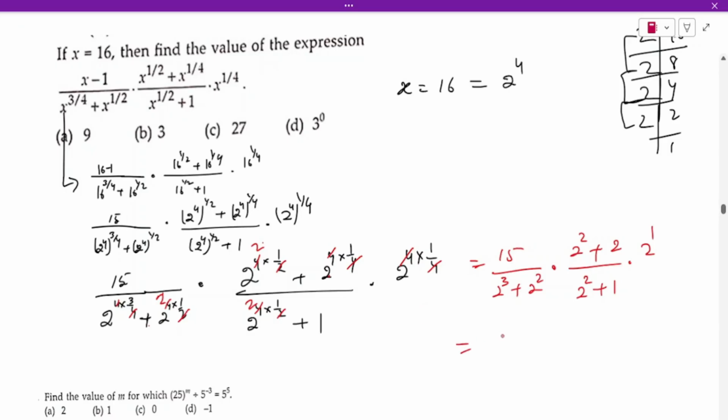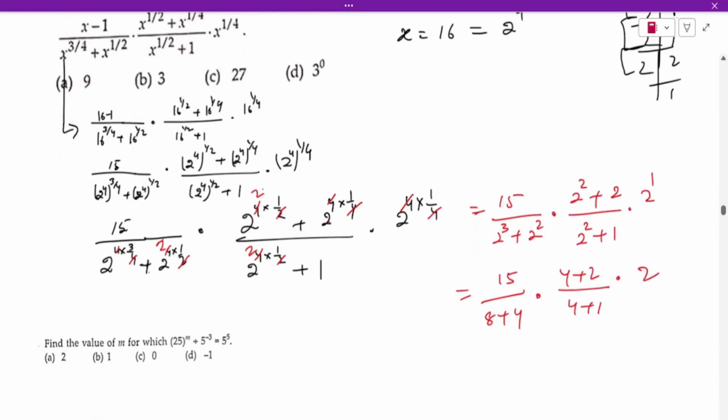So once we simplify this, this is 15 and 2 to the power 4 is 8, 2 to the power 2 is 4, multiplied by 2 to the power 2 is 4 plus 2, divided by 2 to the power 2 is 4 plus 1 times of 2. Now we just have to simplify this.